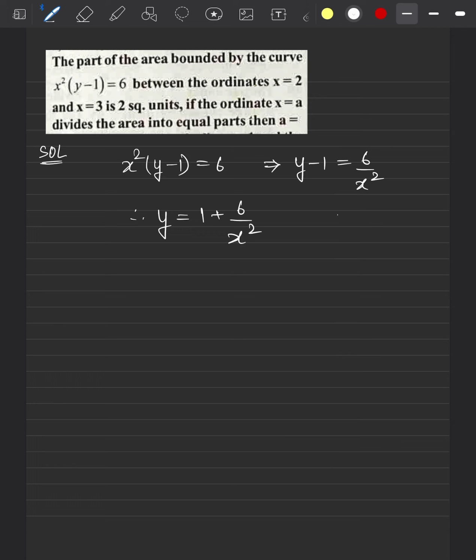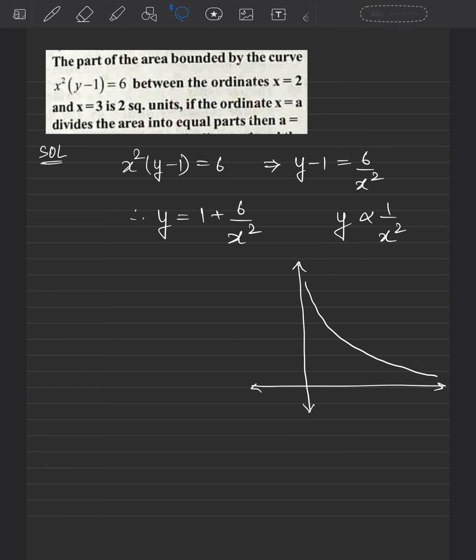So if we consider the graph where y is inversely proportional to x square, so the graph somewhat looks like this, and if we add 1 to it, ये जो ग्राफ है ना ये थोड़ा ऊपर शिफ्ट हो जाएगा somewhat like this. So ये है ग्राफ हमारा y is equals to 1 plus 6 upon x square.